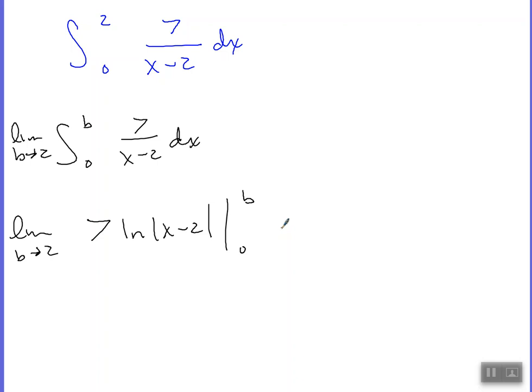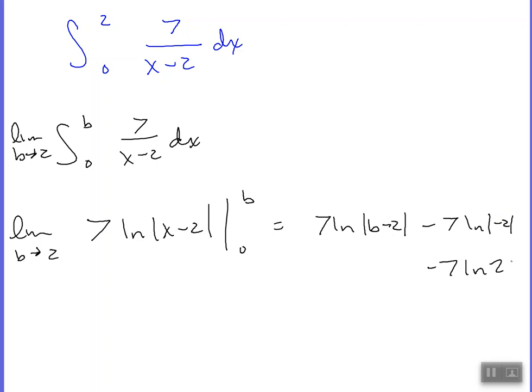Okay, so we've got right over here, b minus 2. If we plug in 0, that would just be negative 2. And we could simplify that to just 2 since we're taking the absolute value.